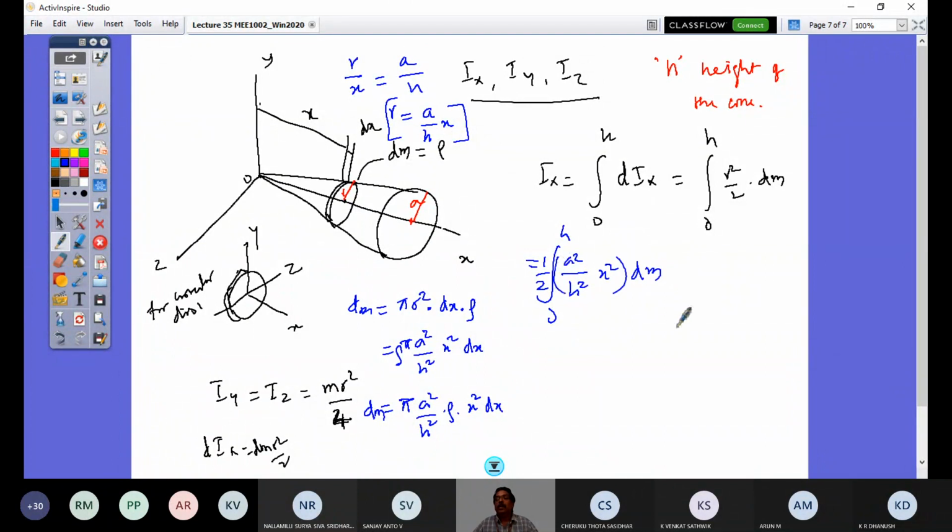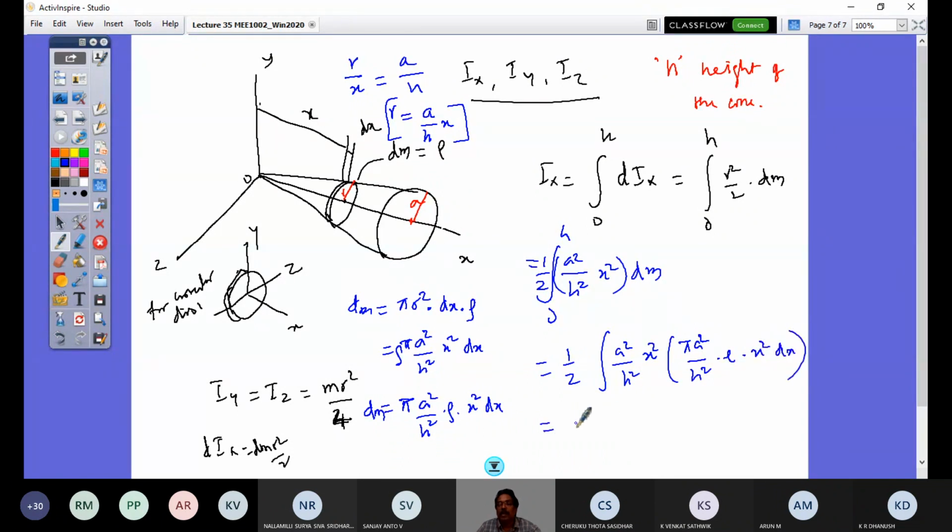This into dm. So if I substitute that, and these all are constant, if I take out pi a squared, already here there is an a squared. So let me substitute and take out. I have to do it carefully. It's 1 by 2 integral a squared by h squared x squared into dm, where dm is pi a squared by h squared into rho into x squared dx.